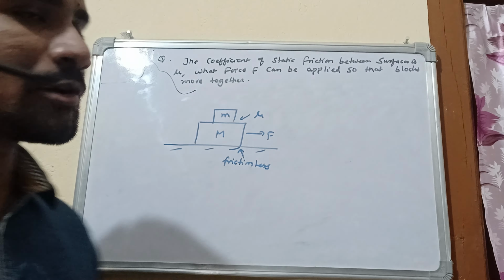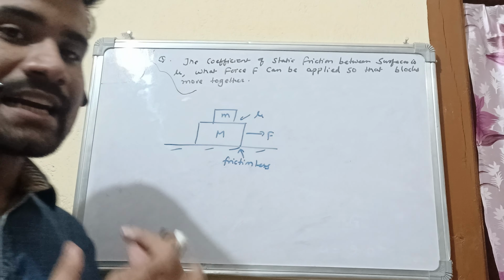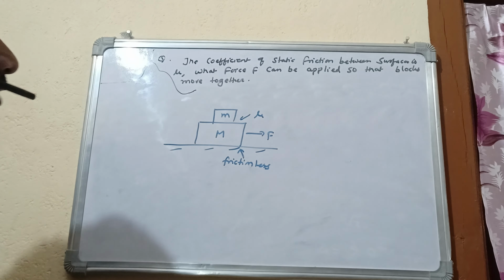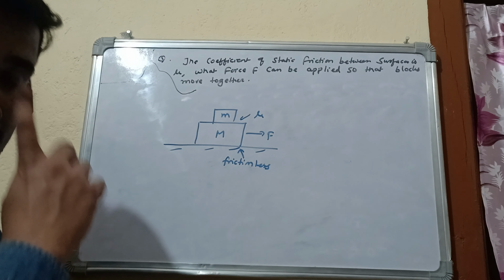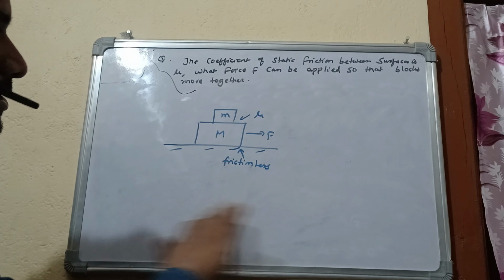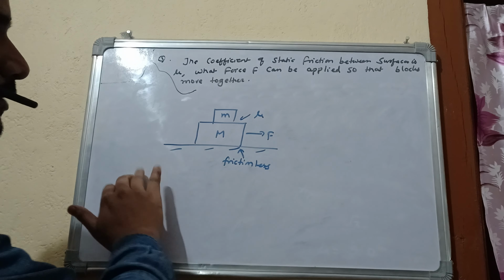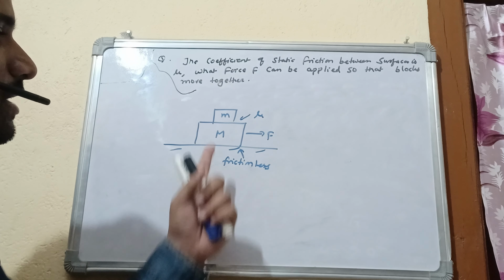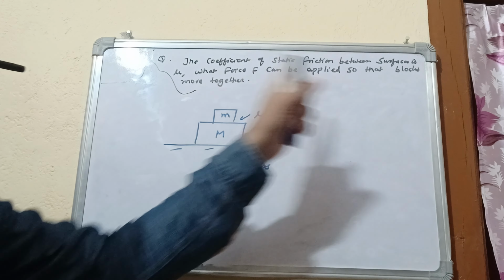Okay, so let's solve one more problem on static friction. This is a block system. There is one block placed over another, which is placed over a frictionless surface. The surface is frictionless, but there is friction between these two blocks. The coefficient of static friction is given by mu.